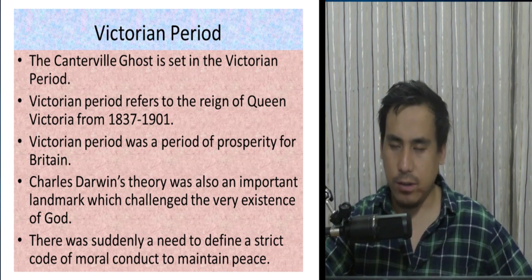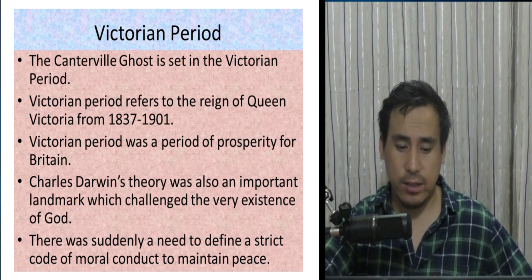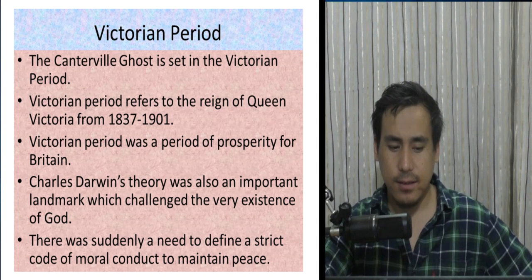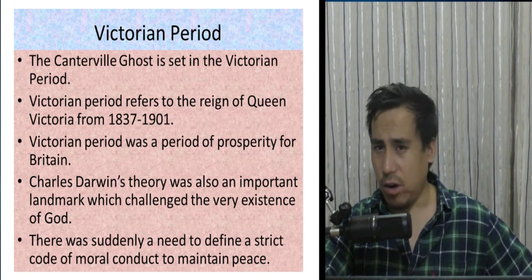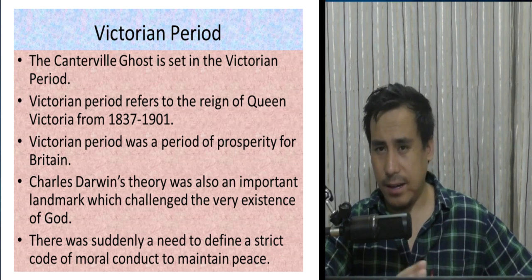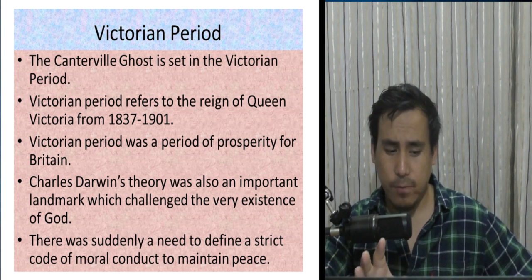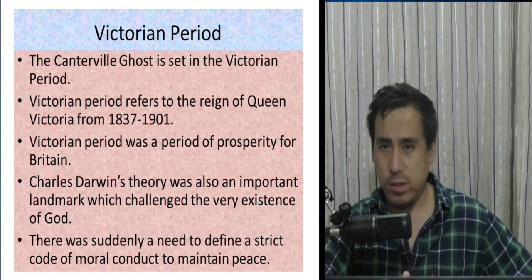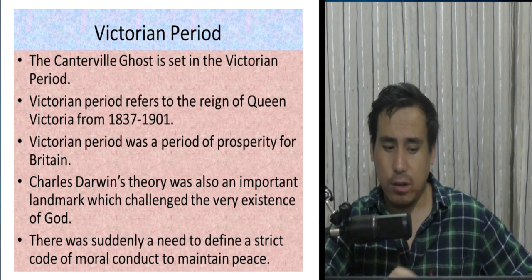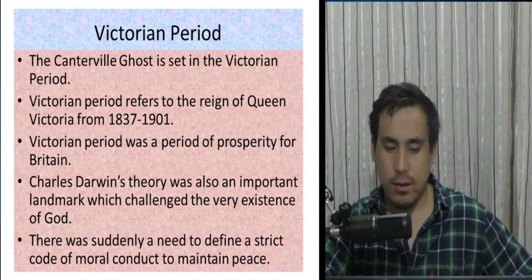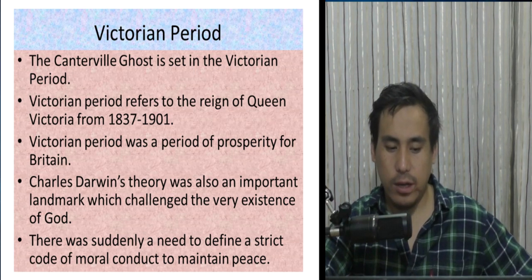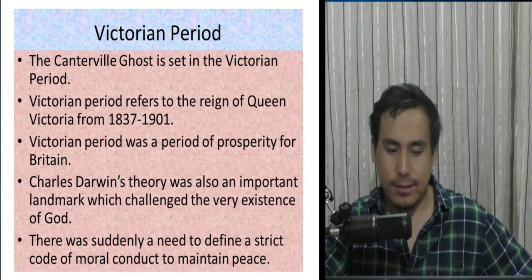The Victorian period was also an age of restraint and contradictions. The Victorian era was confronted by something frightening, the findings of Charles Darwin's theory, which seemed to disprove the Bible or the very existence of God. There was suddenly this doubt, this confusion among people, and there was the need to define a strict code of moral conduct for all in order to maintain social balance, harmony, and control.